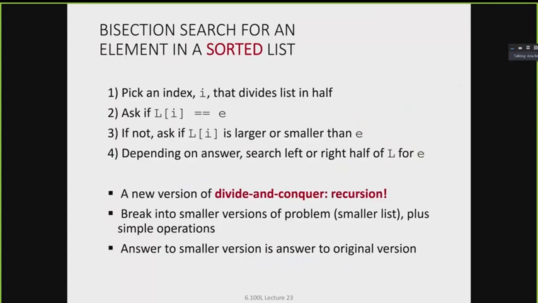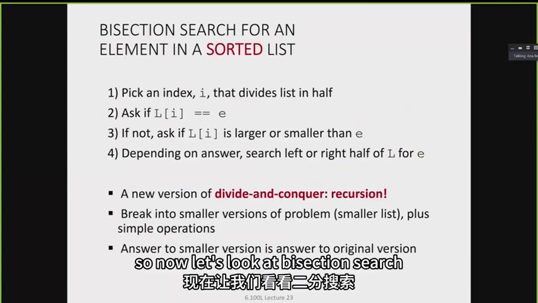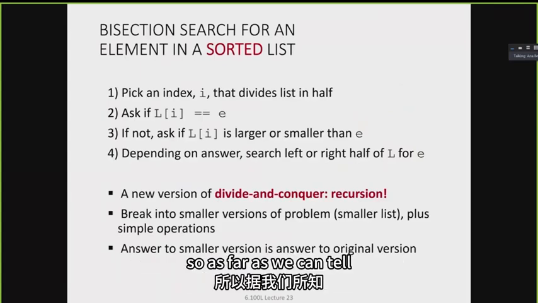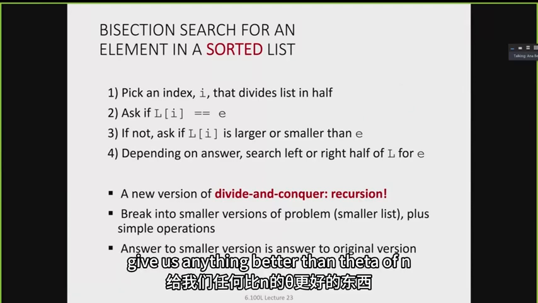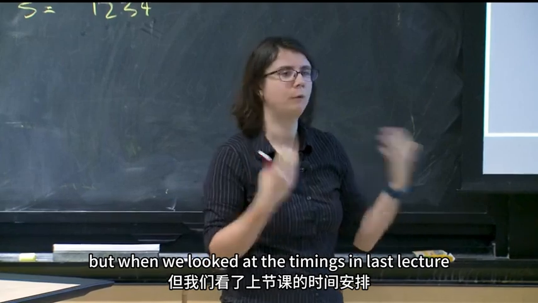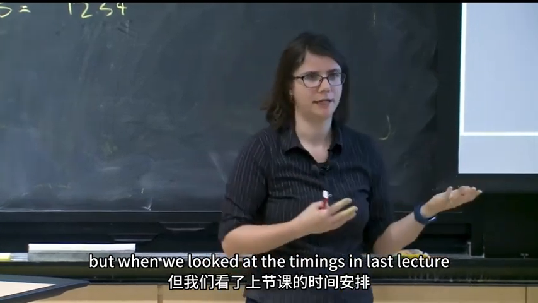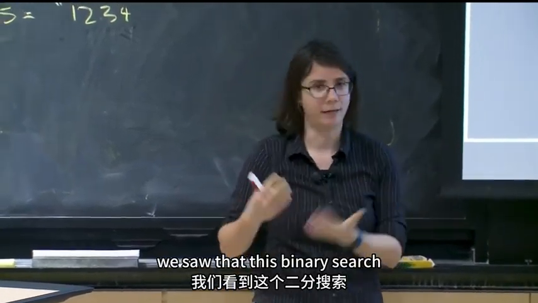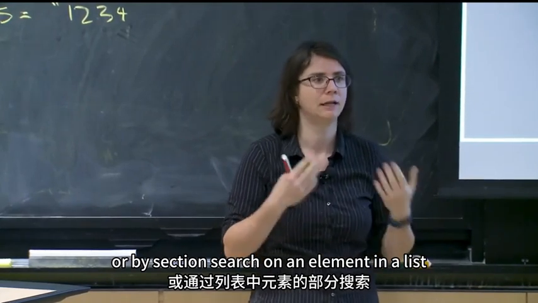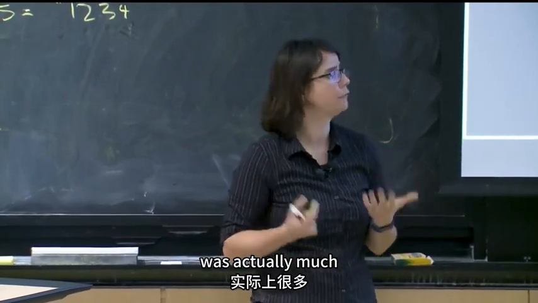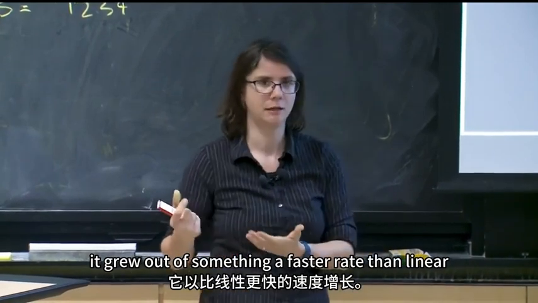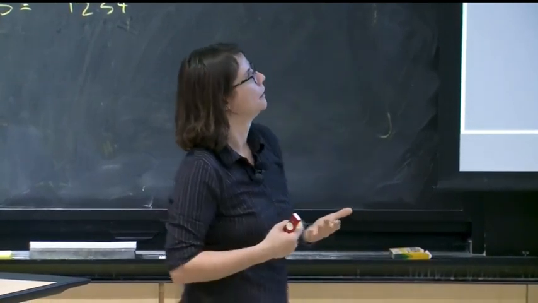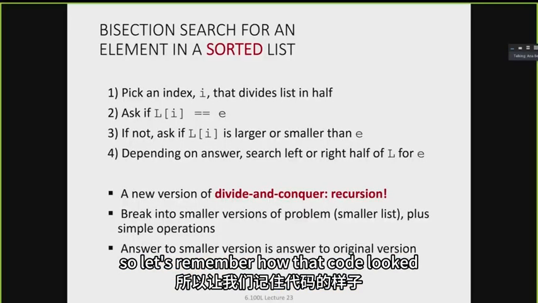Okay. So now let's look at bisection search. So as far as we can tell, just doing a linear brute force search way is not going to give us anything better than theta of n. But when we looked at the timings in last lecture, we saw that this binary search or bisection search on an element in a list was actually much faster, right? It grew at a faster rate than linear, but not quite constant. So let's remember how that code looked.